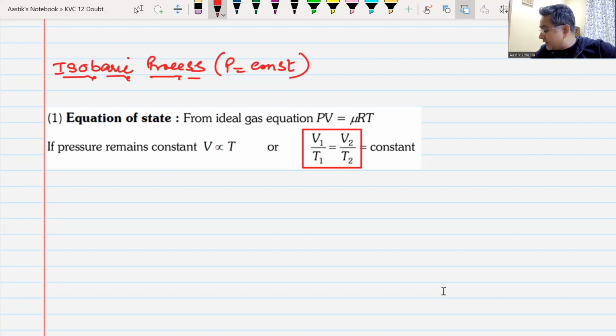Then the second thing that you should understand is the PV graph, or the indicator diagram. Remember, when anyone uses the term indicator diagram, the only thing that should come into your mind is that it is a PV graph. And in this case, the PV graph is a straight line.